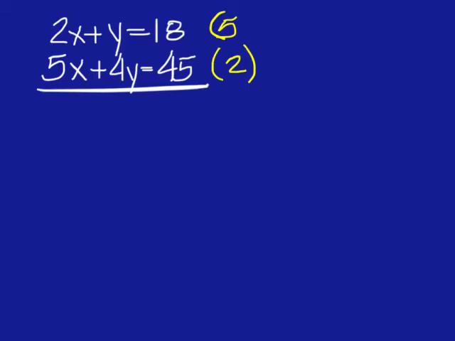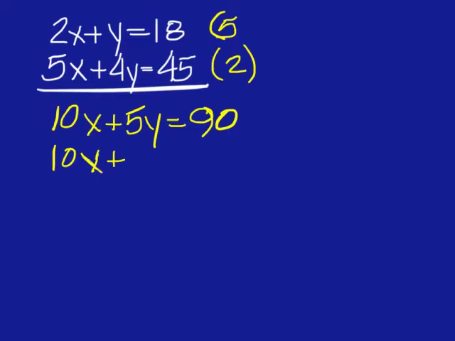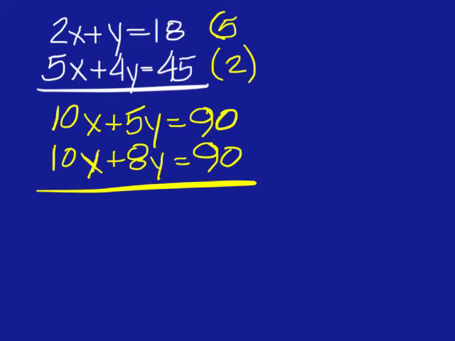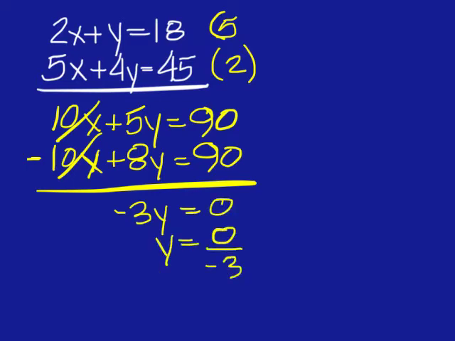When you multiply through by 5 on the top, you should end up with 10x plus 5y equals 90. And on the bottom, it's 10x plus 8y equals 90. You have two positive 10x's, so you're going to have to subtract. They cancel out to 0. 5 minus 8 is a negative 3. 90 minus 90 is 0. Divide by negative 3, and the answer should be 0.